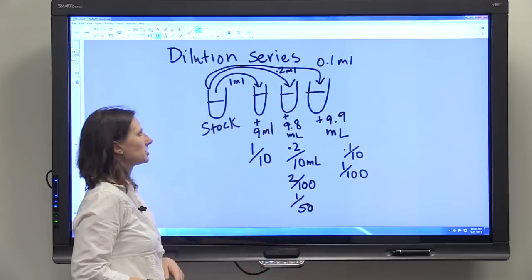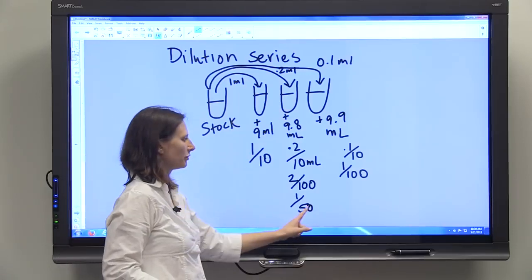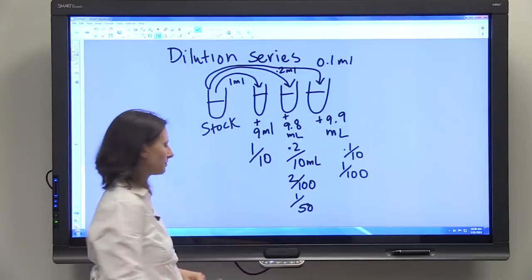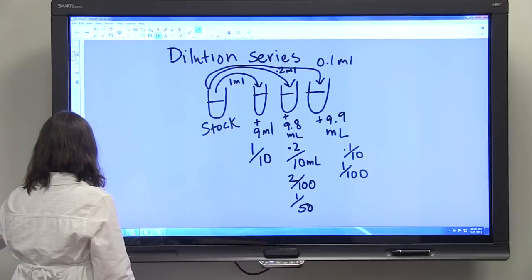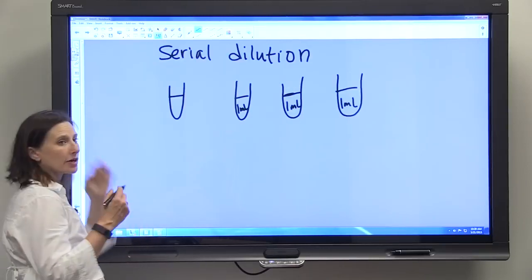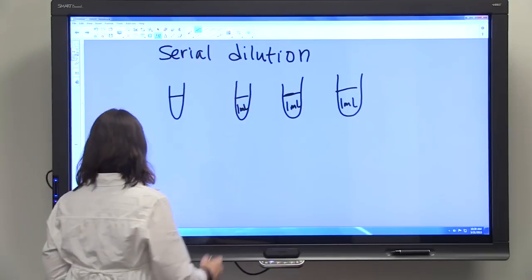So that's a dilution series. It's just a series of dilutions, 1/10, 1/50, and 1/100th dilutions of our stock solution. A dilution series is a little bit different from a serial dilution. So I'm going to give you two examples of serial dilutions.